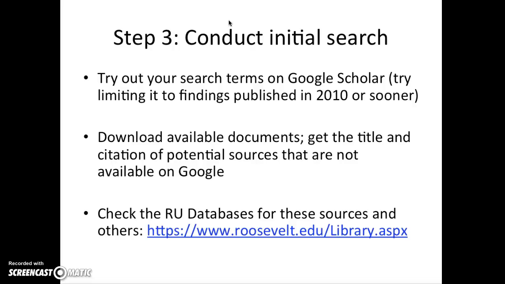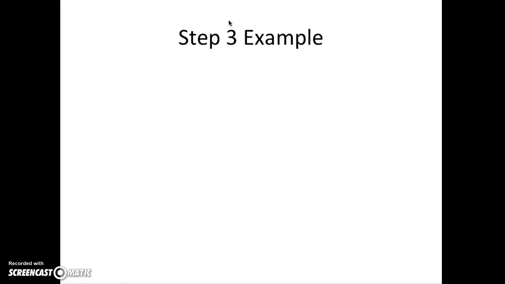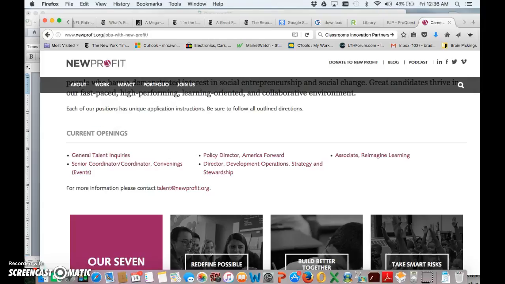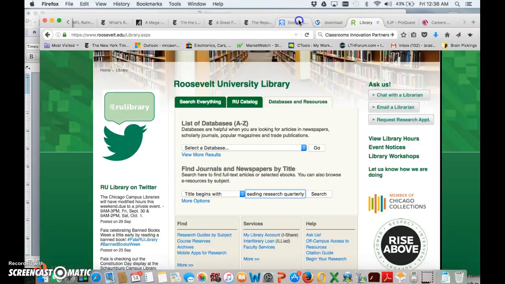When you go to Google Scholar, I'm going to show you in 1 second. It's so beautiful. You can just run a search, and it'll pull up all of the research articles, some of which will have things you can download, and then you can use that as a way to easily find what you're looking for. If they don't have the available PDF, I would just get the title and citation, and I'd go to the Roosevelt database, which I'm going to show you in 1 second. So let me just show you what this looks like.